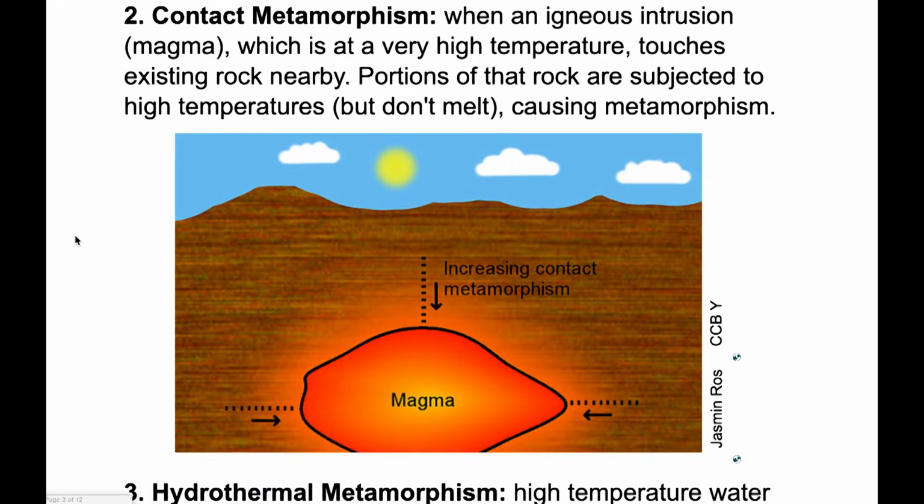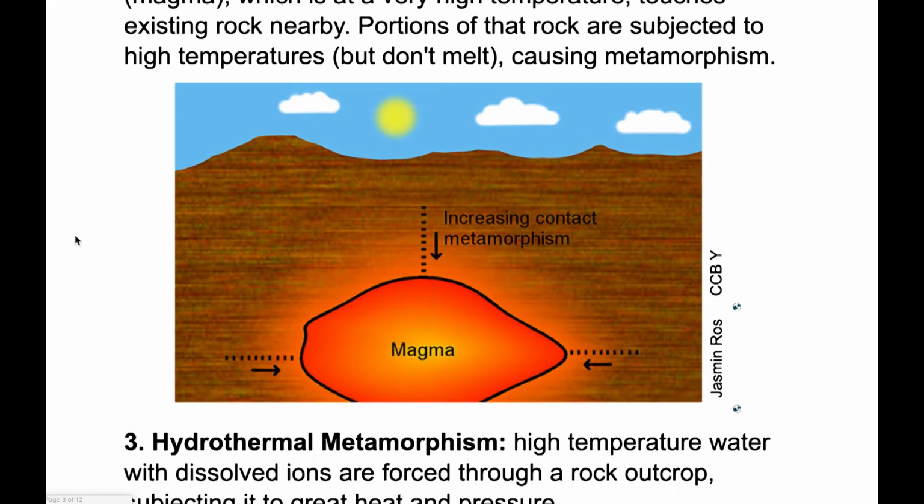You can also have something called contact metamorphism. If you have an igneous intrusion where you have a large pocket of magma surrounded by existing rock, that magma is obviously very hot. And so that's going to increase the possibility of metamorphism in the surrounding rock. Remember, the surrounding rock can't melt, it's just going to transform into something else through this immense heat and pressure.